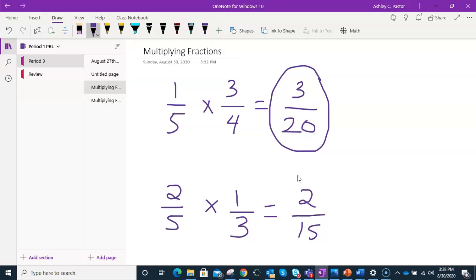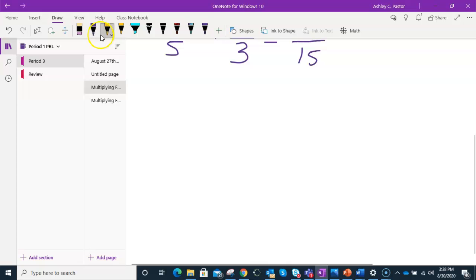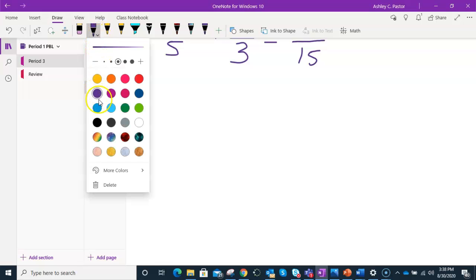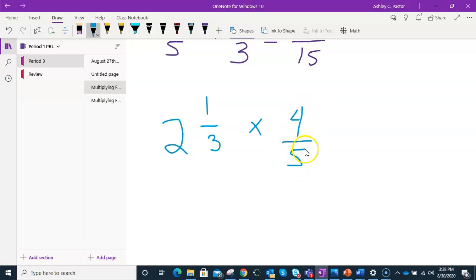The next part that we're going to review is when we multiply fractions, but one of them is a mixed number. For instance, 2 1/3 times 4/5. Since I am multiplying these, I am going to multiply straight across. However, we do have a problem with 2 1/3. I need to turn 2 1/3 into an improper fraction.